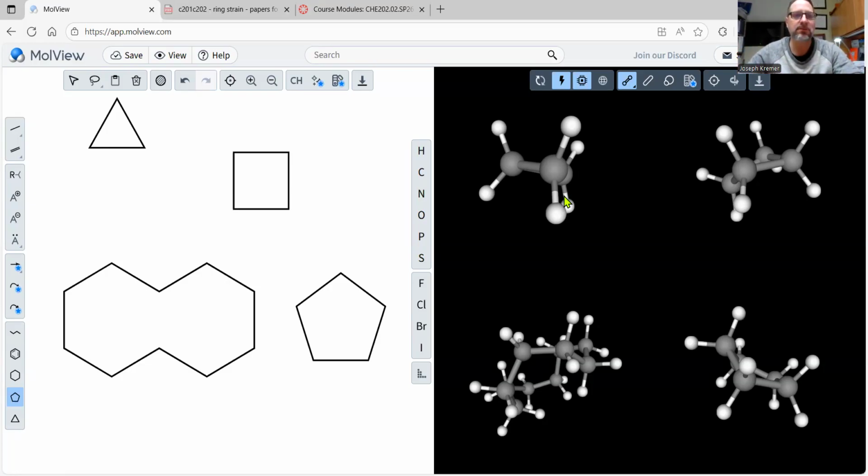Eclipsed bonds, electron repulsions. Torsional strain: eclipsed bonds, electron repulsions. Not stable.